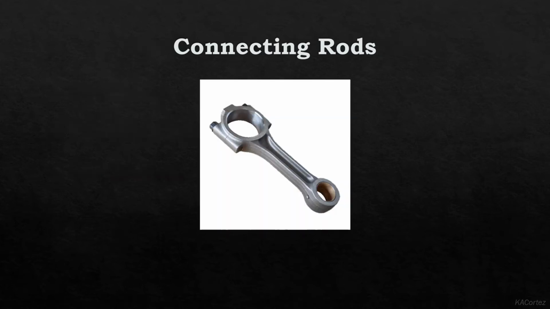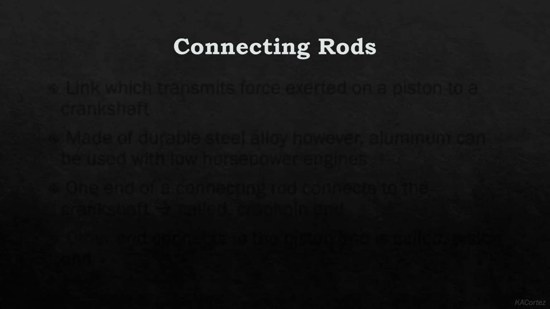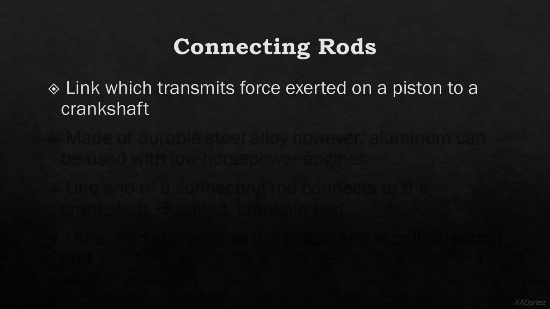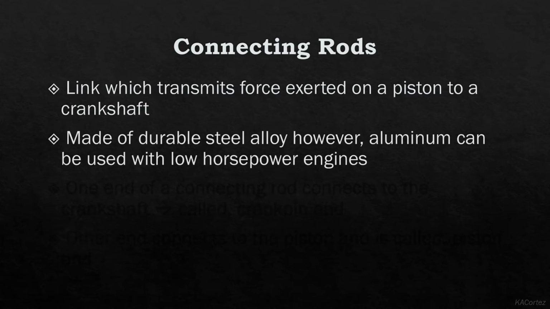Next is the connecting rods. Connecting rods are also known as con rods. This is a part of the piston engine which connects the piston to the crankshaft. Together the connecting rod converts the reciprocating motion of the piston into the rotation of the crankshaft. It serves as a link which transmits force exerted on a piston to a crankshaft. It is made of durable steel alloy, however aluminum can also be used for low-power engines.